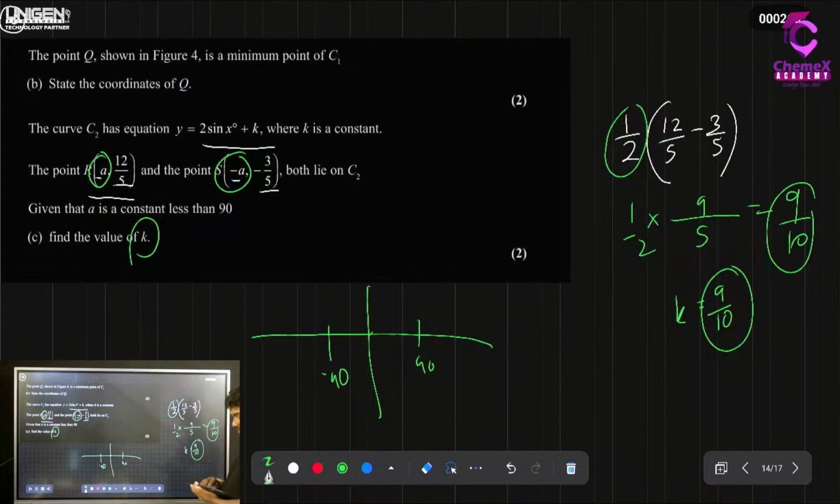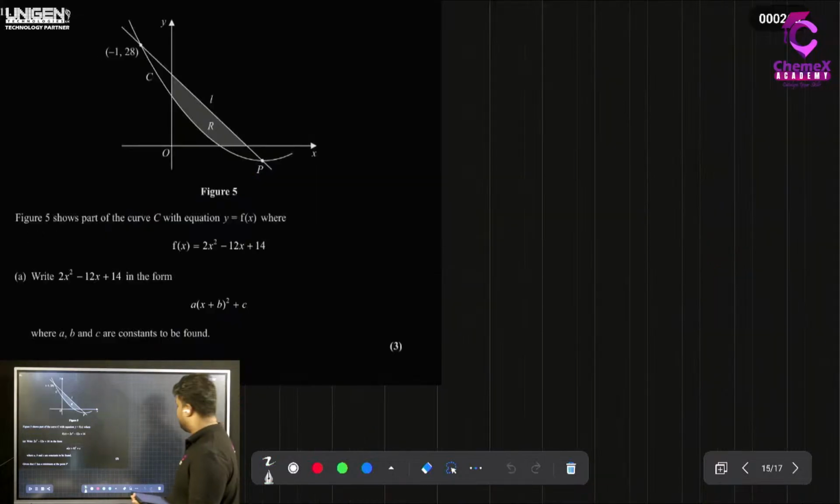Okay, so it's less than 90, no? Alpha is less than 90. Okay. Going to the 11th question.